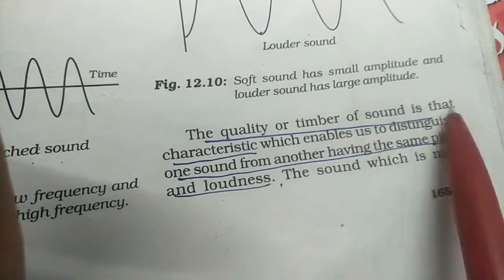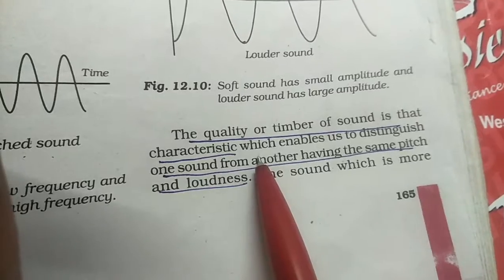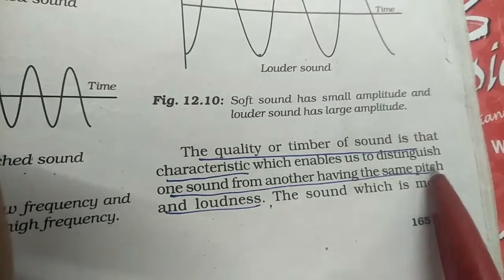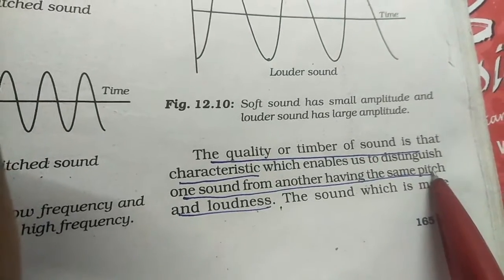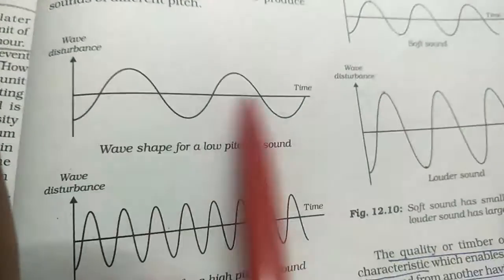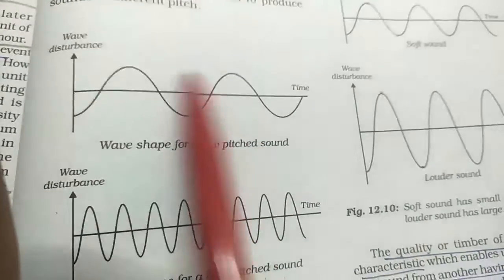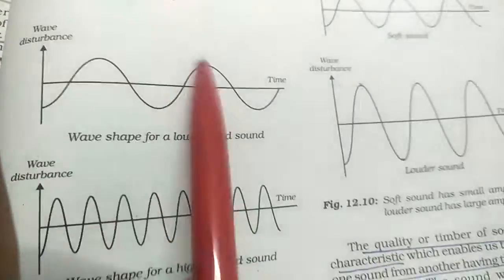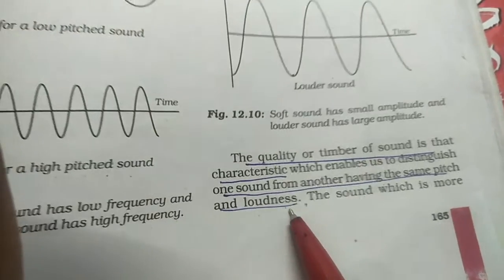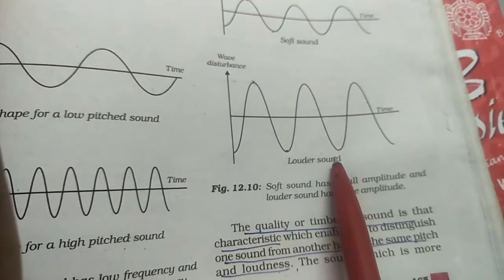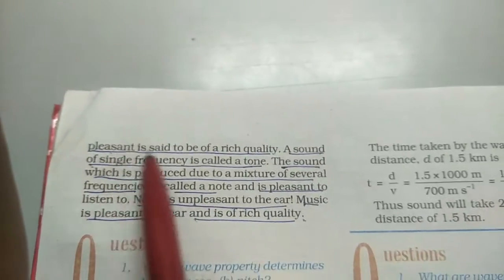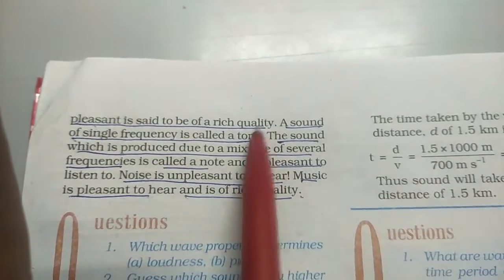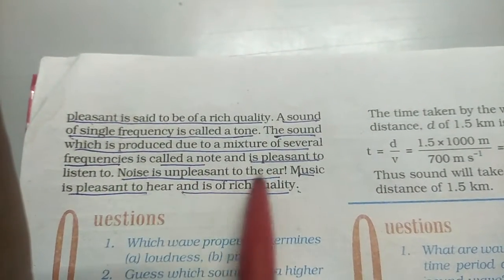The quality or the timbre of the sound is a characteristic of a sound having high pitch or the same pitch with the same loudness. So if you have got the same pitch, okay. Now this is the pitch which we saw. If two sounds have got the same pitch and loudness, what determines the quality or the timbre of the sound is the differentiation between a pleasant sound, which is a rich quality sound, and a noise, which is an unpleasant sound.